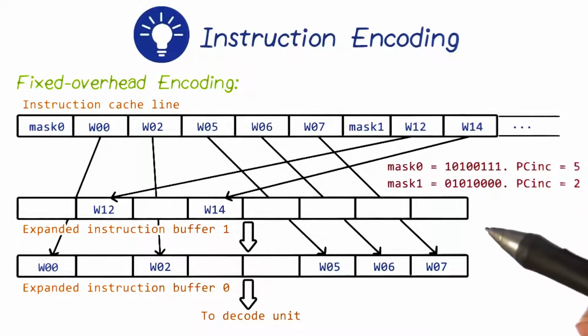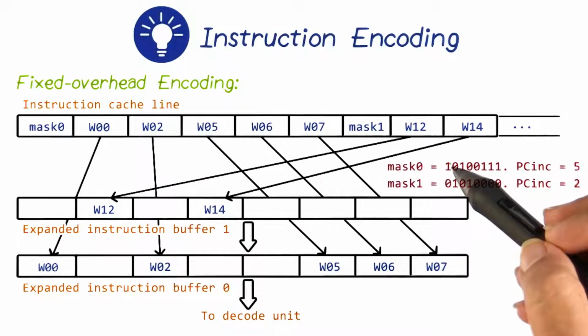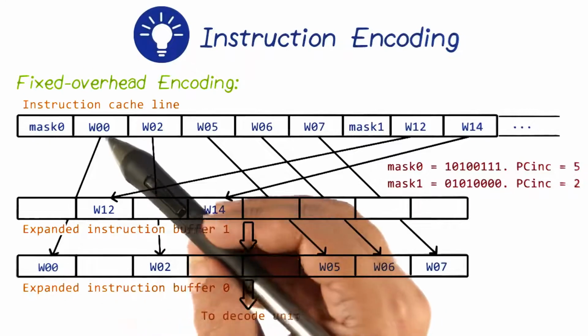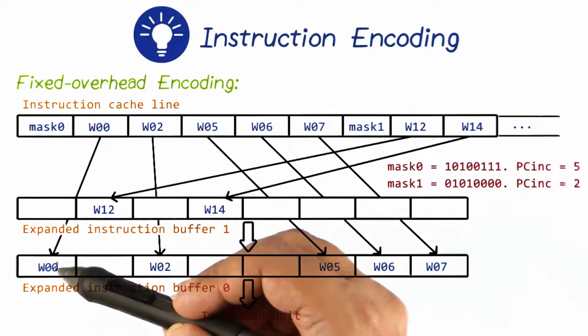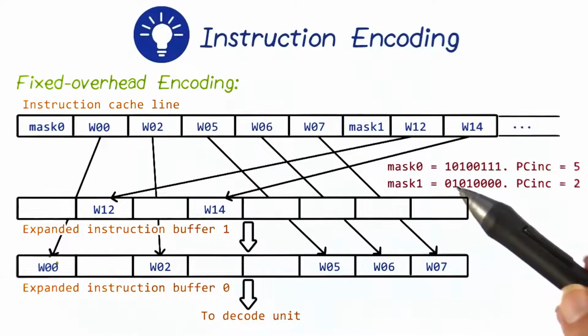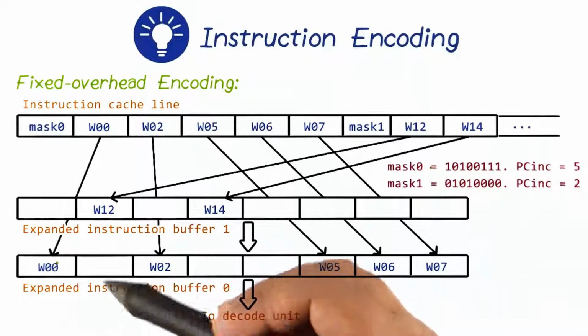For example, the first mask is 101001111, and it applies to all these instructions which are active instructions which are sitting here. It tells us that the first instruction goes into position 1 over here, as shown by this arrow. This W00 goes into the first slot over here. The next one is 0. That means there is a no-op here. So a no-op will get generated here.